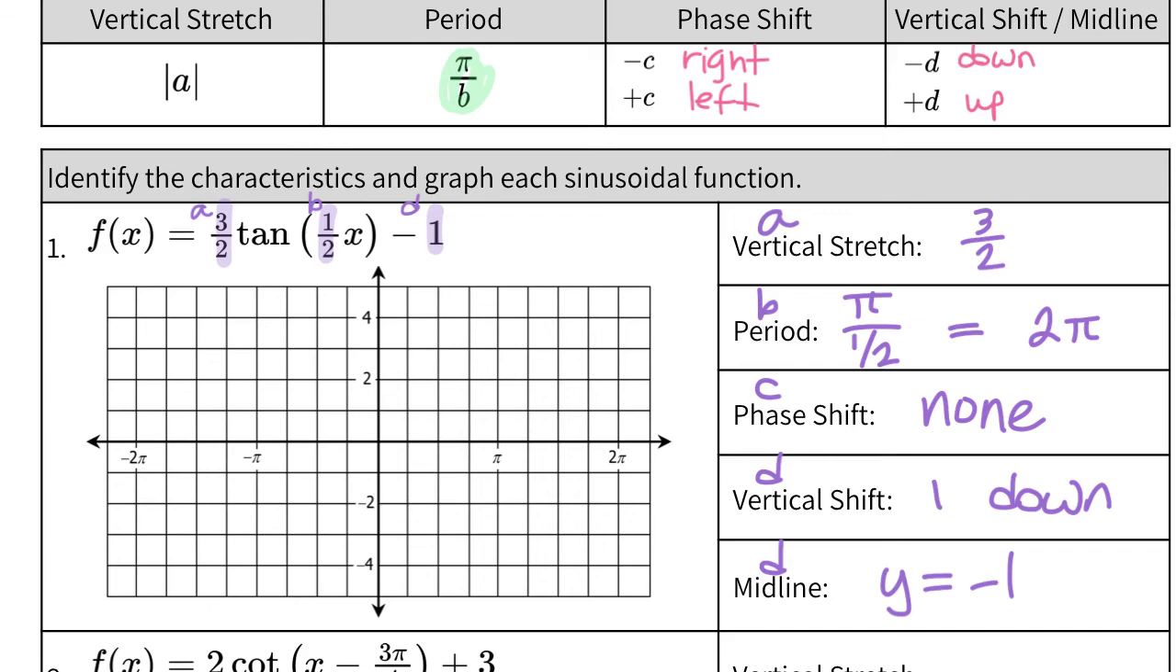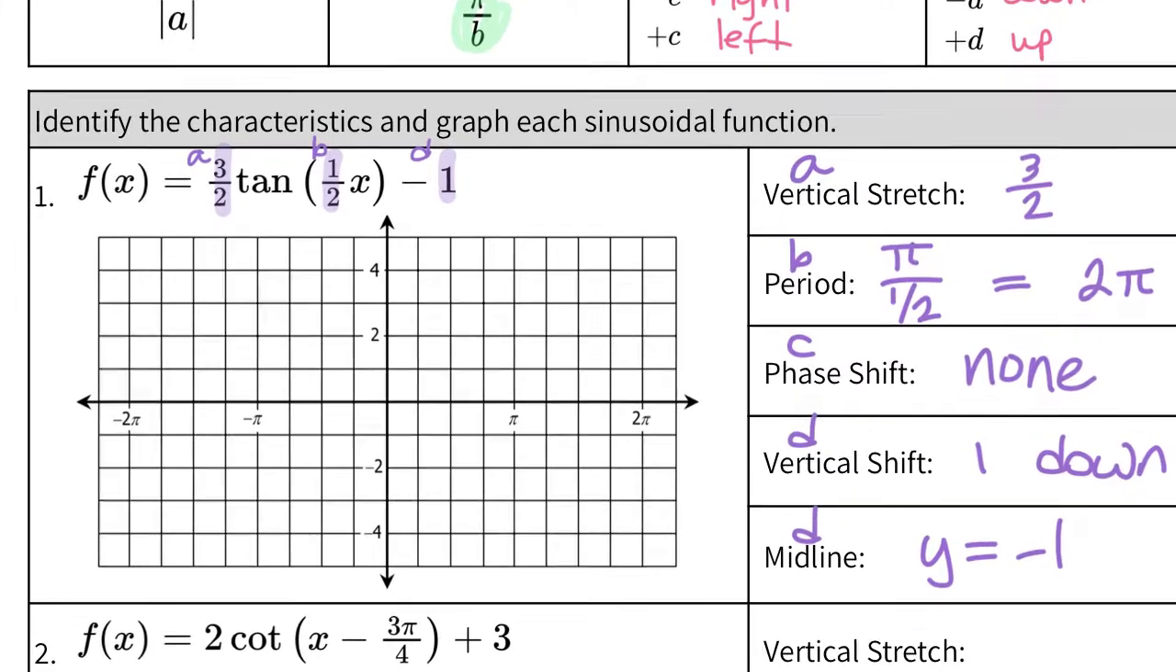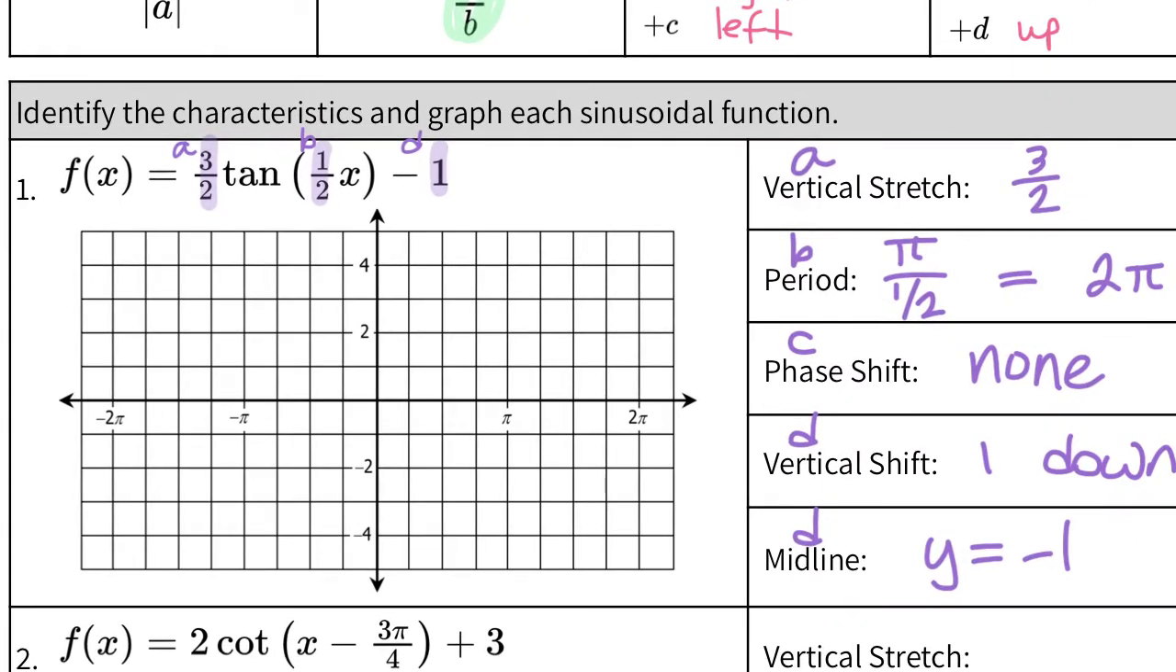So using all this information, I'm going to draw some guidelines for myself on top of this graph. Starting with midline, we said that midline was going to be at -1. So I'm going to draw a horizontal line right there at -1 just to remind myself of the midline. Let's label it with an M. Okay, phase shift, since we don't have one, I'm going to go ahead and check it off. But that just means that we're going to begin one of our phases right at the 0. So right on top of that y-axis.